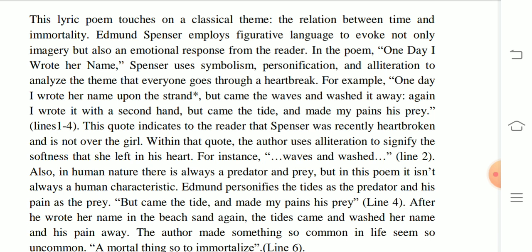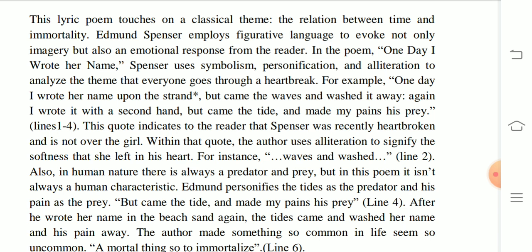When there is a repetition of vowel sounds, it is called assonance. Okay, repetition of consonant sounds is alliteration, and repetition of vowel sounds is called assonance.